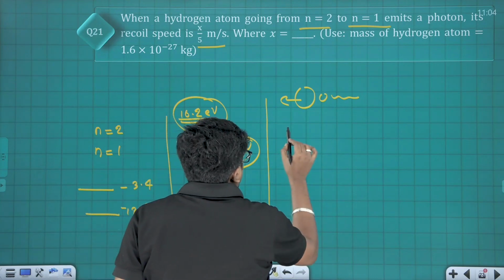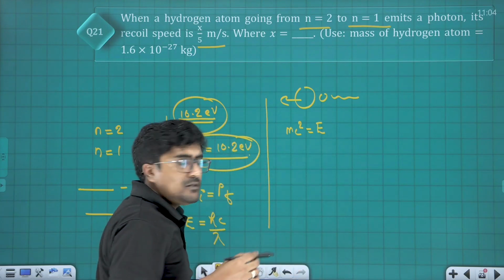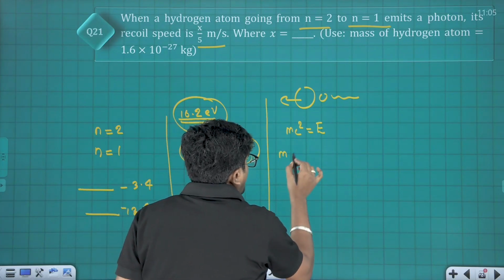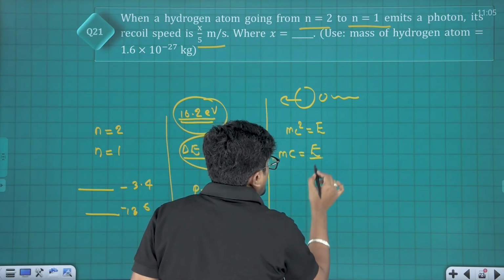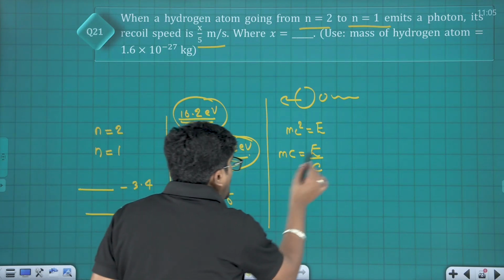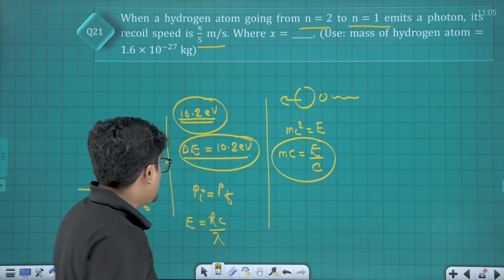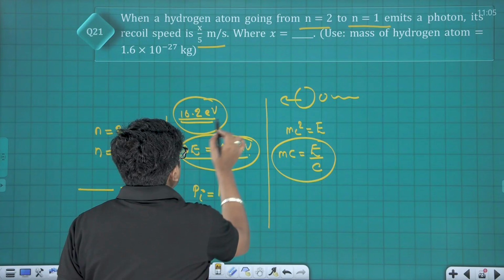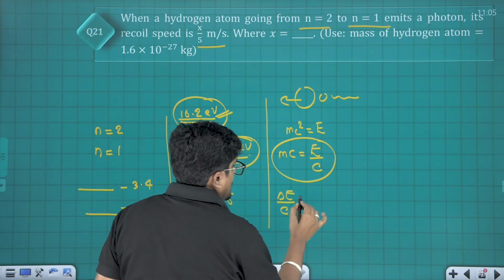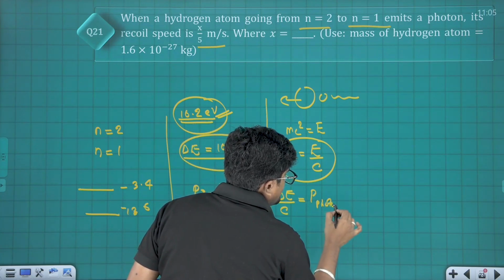We know that from the equation E equal to mc square, the linear momentum of the photon is mc, that is E upon c. So the linear momentum of the photon is E upon c, and the energy over here is 10.2 electron volt. So delta E upon c is the momentum of the photon.